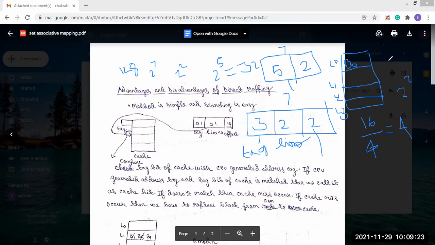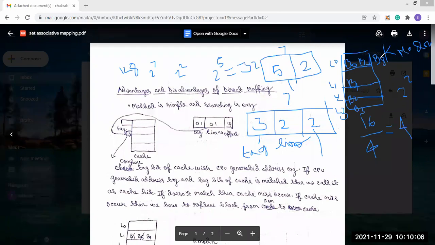That means we can use the formula K mod N. If we use K mod N, then from there we can find that block 0 should be present in line number 0, block 1 should be present in line number 1, block 2 in line number 2, and block 3 in line number 3. Then block 4 again should be present in line number 0. Block 8 can also be present in line number 0. Like this, block 12, block 16, block 20, block 24, block 28.